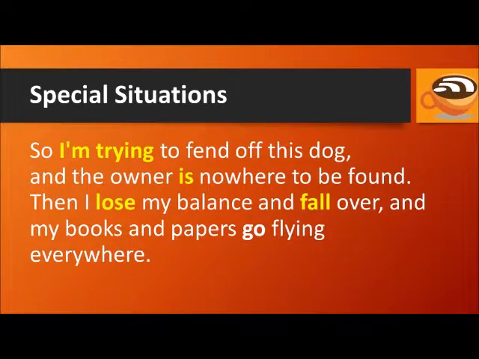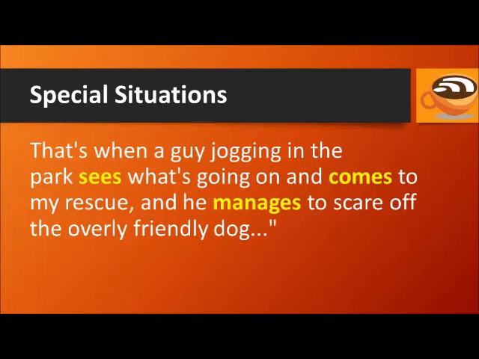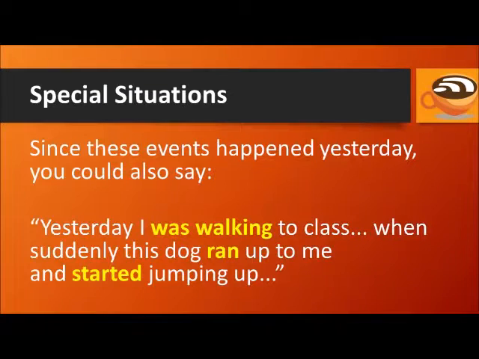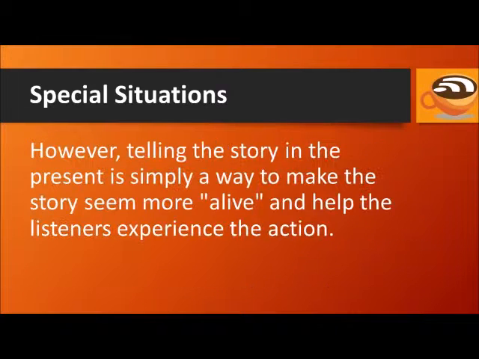So I'm trying to fend off this dog, and the owner is nowhere to be found. Then I lose my balance and fall over, and my books and papers go flying everywhere. That's when a guy jogging in the park sees what's going on and comes to my rescue, and he manages to scare off the overly friendly dog. Since these events happened yesterday, you could also say everything in the past. Yesterday, I was walking to class when suddenly this dog ran up to me and started jumping up. However, telling the story in the present is simply a way to make the story seem more alive and help the listeners experience the action.